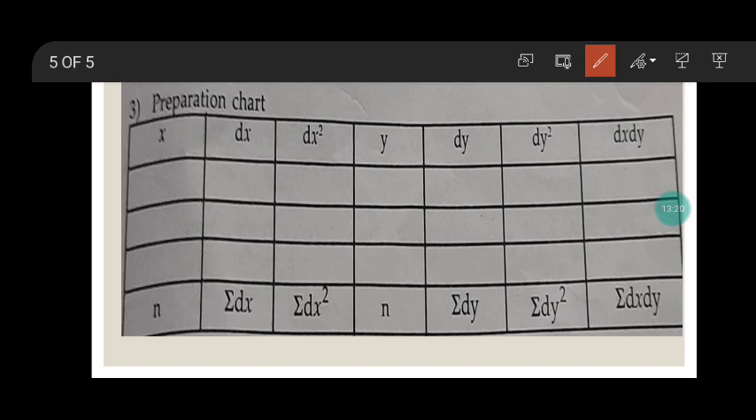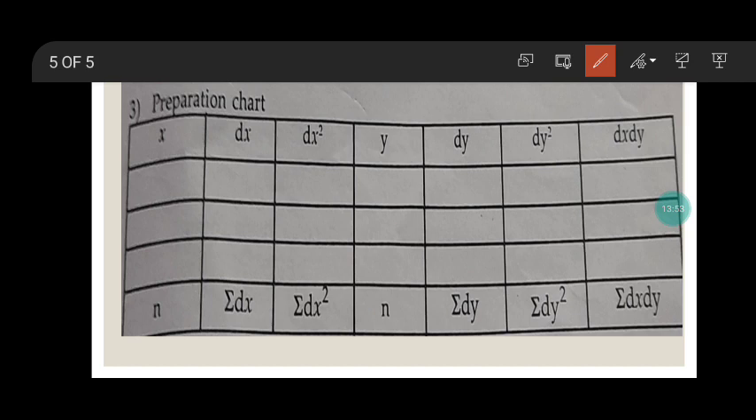Then you would have dx, which you will calculate by using the formula x minus a. When we see the numerical problem, you will see how dx is calculated. Then you will have dx square in the preparation chart, meaning you have to take the square of this dx. Like here 2 is written, so you take the square of 2, that is 4.